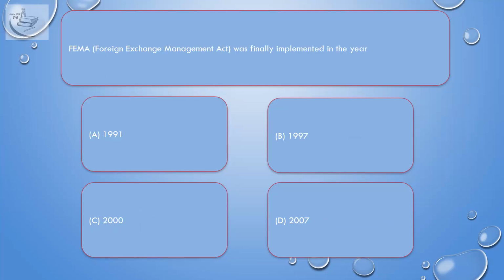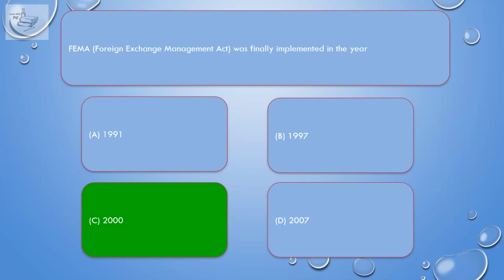Question: FEMA, Foreign Exchange Management Act, was finally implemented in the year A. 1991, B. 1997, C. 2000, D. 2007. Correct answer is C. 2000.